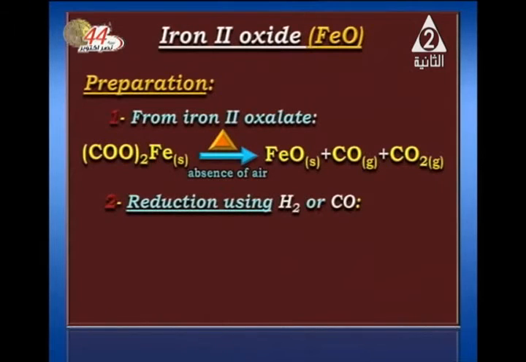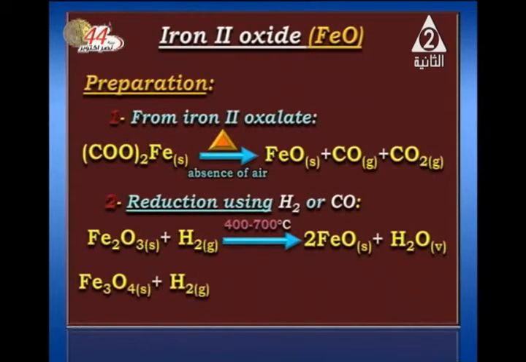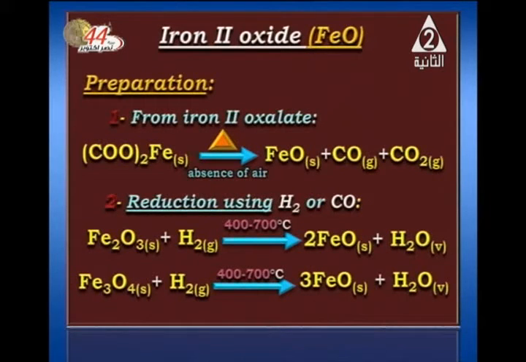Here, the second way for preparation of iron 2 oxide is the reduction using hydrogen or carbon monoxide gas. As the equation proceeds on the screen, iron 3 oxide is reduced by hydrogen in the range 400 till 700 degrees Celsius, giving iron 2 oxide and water vapor. Or using magnetic iron oxide, we have to reduce it by hydrogen in the range also 400 till 700 degrees Celsius, giving iron 2 oxide and releasing water vapor.